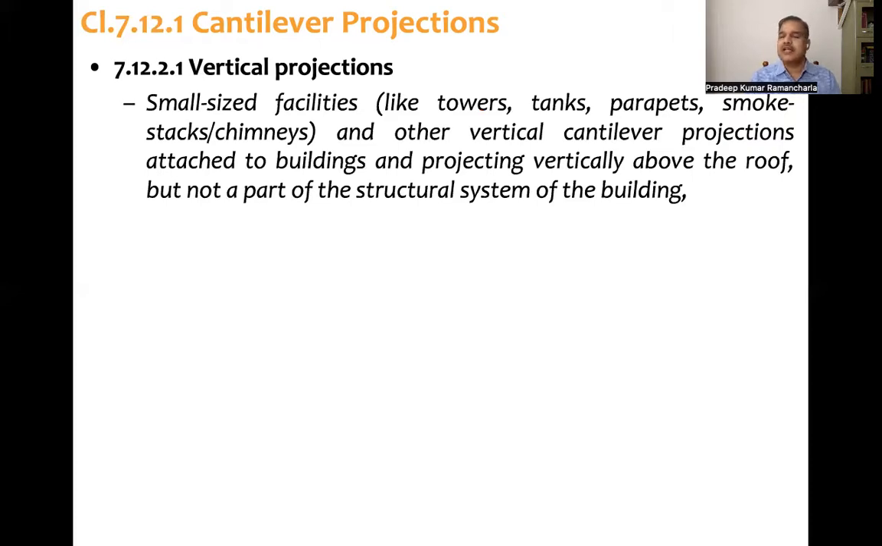So small sized facilities like, say, on the terrace, there is a tower, maybe sometimes a communication tower or whatever purpose, or small size water tanks, parapets, smoke stack chimneys. All these are facilities which you usually find on the terrace of the buildings. And other vertical cantilever projections attached to buildings and projecting vertically above the roof, but not a part of the structural system of the building. So these are not the elements in the primary load path of the structure. They are just kept on the building or on the terrace.